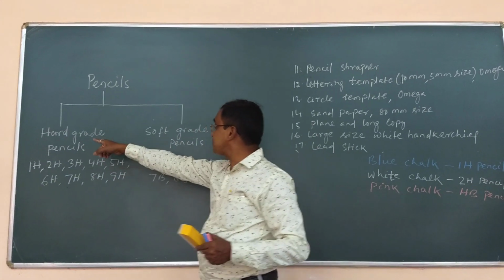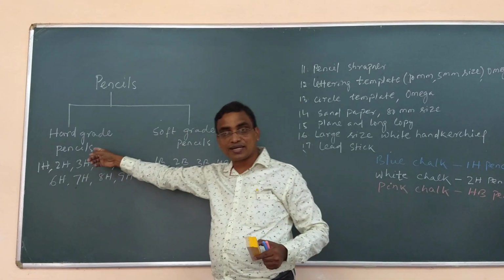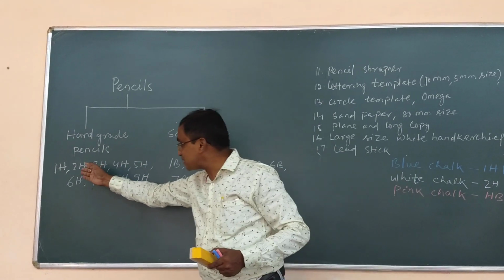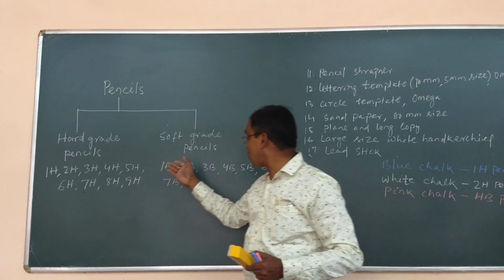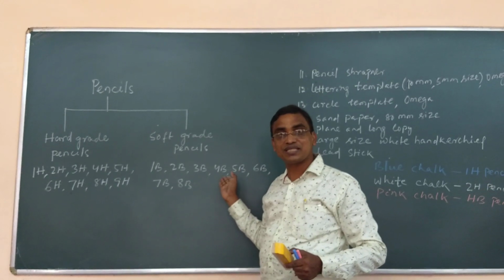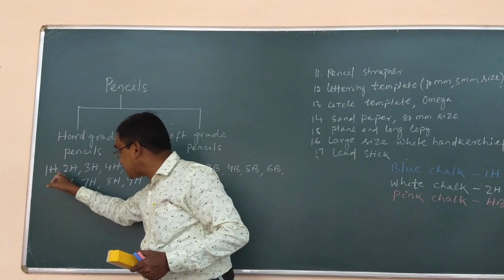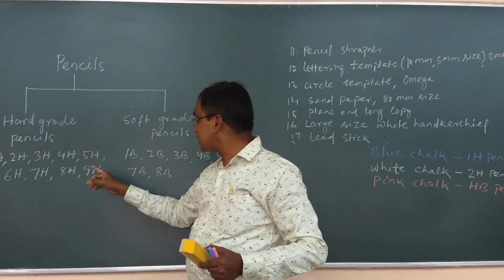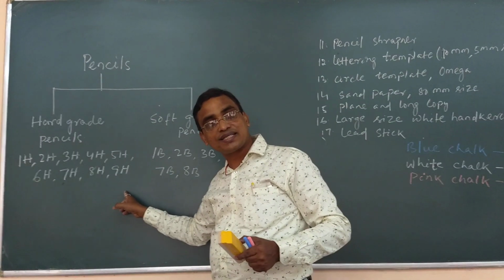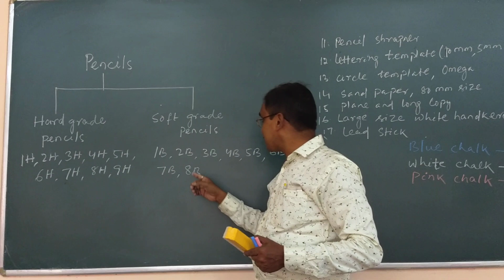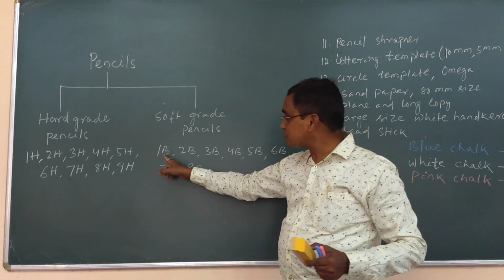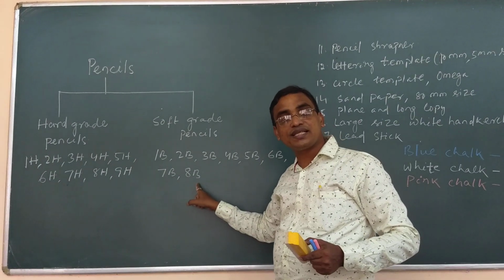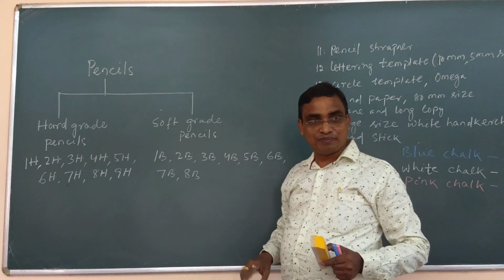Then we will discuss about classification of pencils. Basically pencils are classified into 2 categories. One is your hard grade pencil, second one is your soft grade pencils. All H grade pencils are hard grade pencils, and all B grade pencils are soft grade pencils. So 1H means degree of hardness of the pencil is 1. Similarly 9H means degree of hardness is 9. Accordingly 1B means degree of softness is 1. 8B means degree of softness is 8.